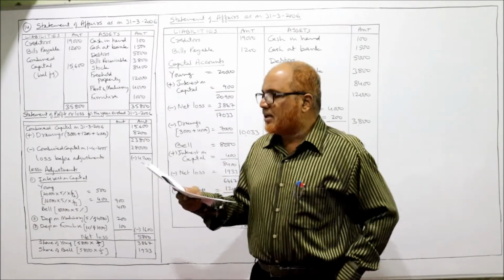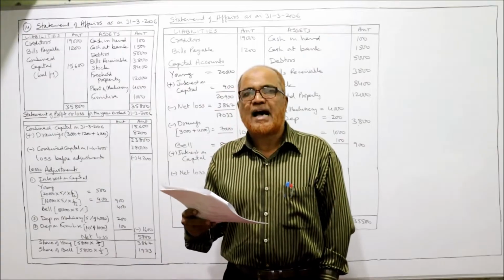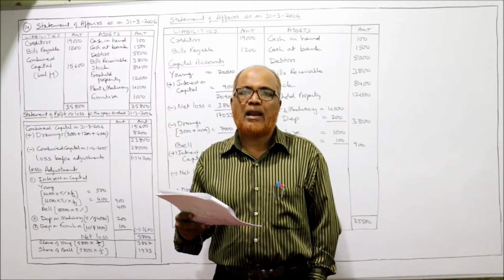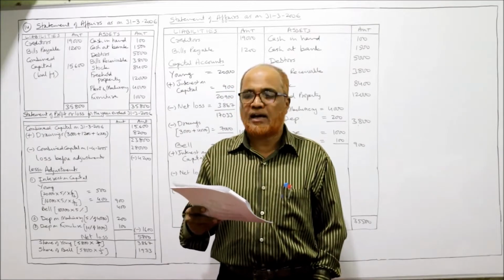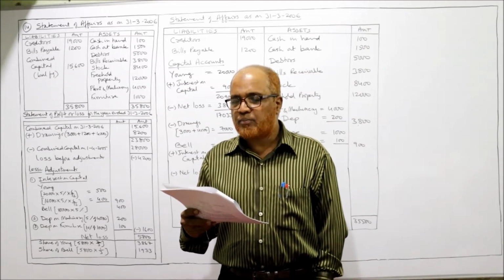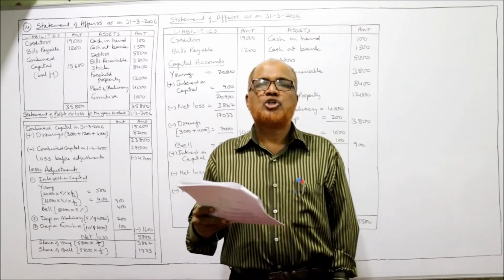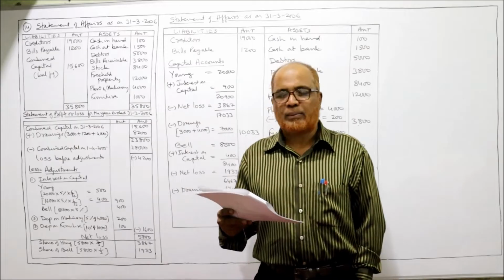The 14th one. See carefully. The following is the statement of affairs as at 31st March 2005 of Young and Bell. The two partners, Young and Bell, were in partnership sharing profits and losses in the proportion of 2/3 and 1/3 respectively. So the profit sharing ratio is 2/3, 1/3.